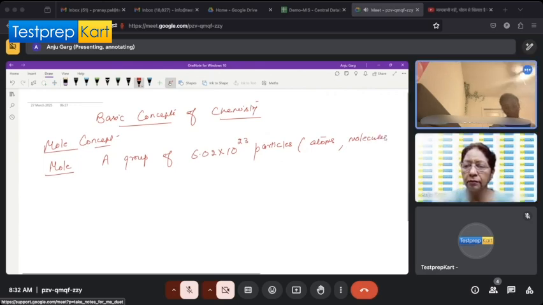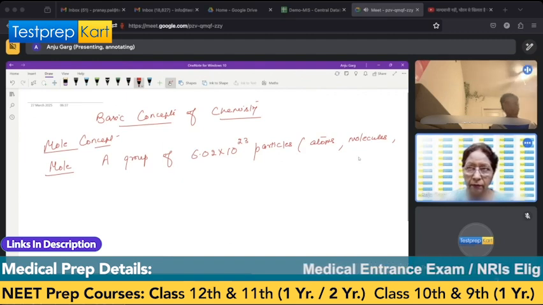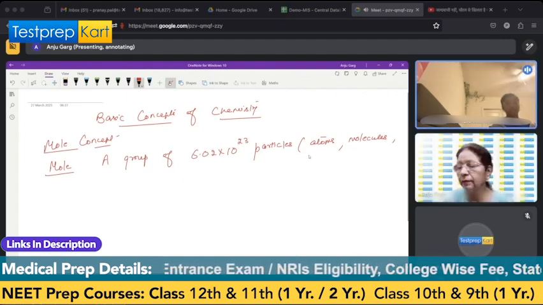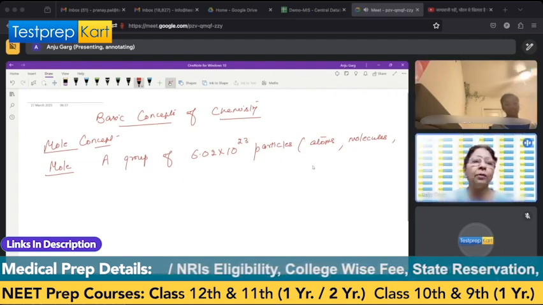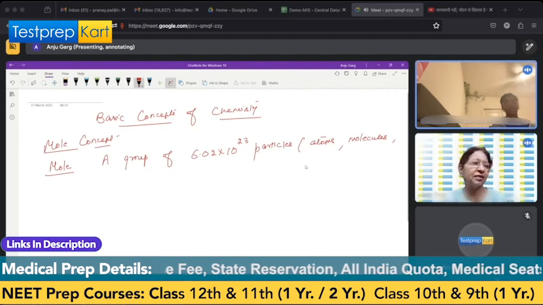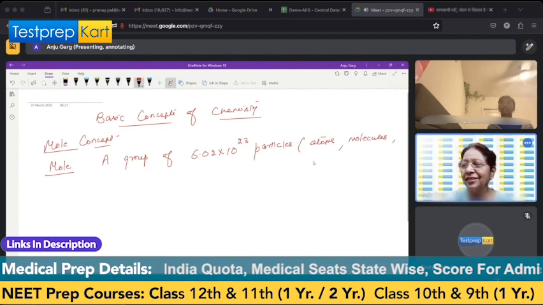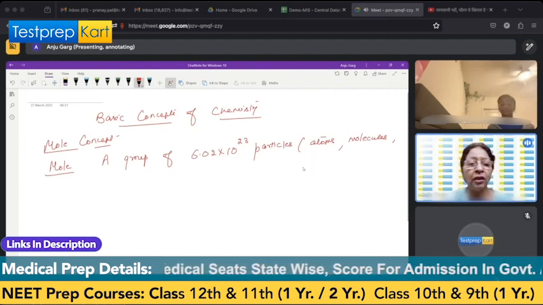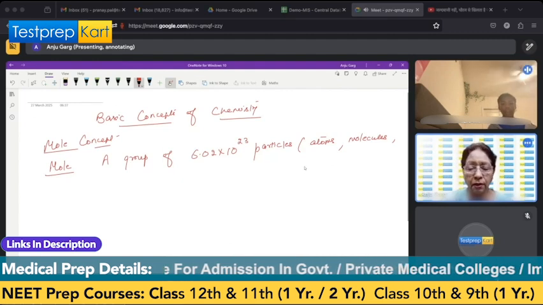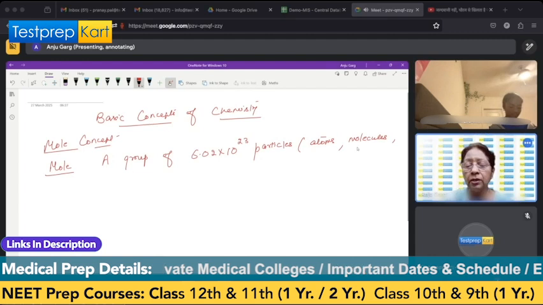Can you name 2-3 compounds? Water, carbon dioxide, yes, that's right. One more compound. What is the formula of common salt? NaCl. Sodium chloride. So yes, you are right. So 1 mole of a compound will have these many molecules.